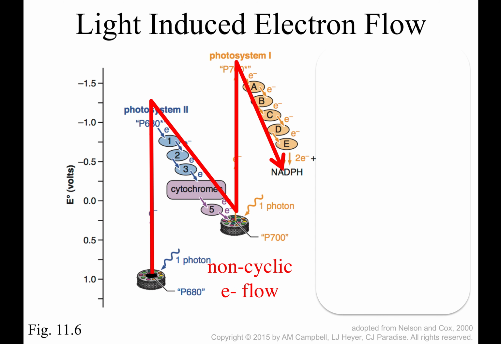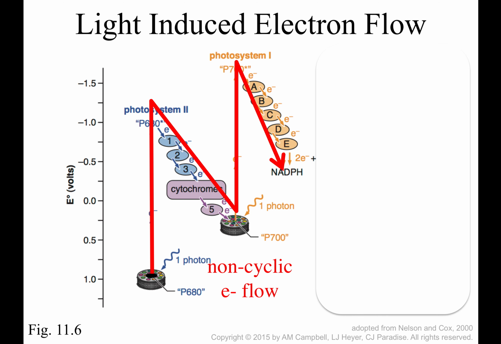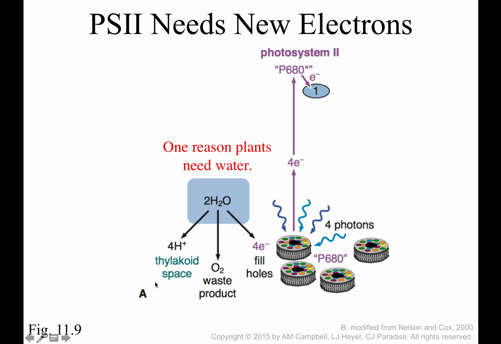Okay? So this is called non-cyclic electron flow. If you talk about photosynthesis in another class, they might talk about cyclic electron flow. We're not going to talk about that in this class. Okay. So we got to fill that hole here. Okay, that from photosystem 1, that electron left. Where do you fill that hole from? You fill it from water.